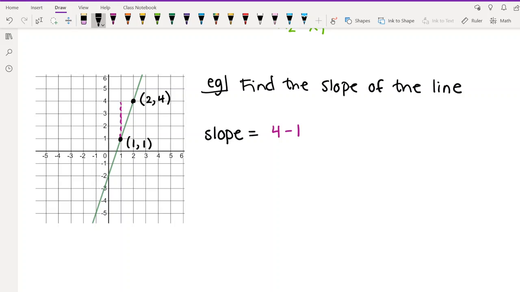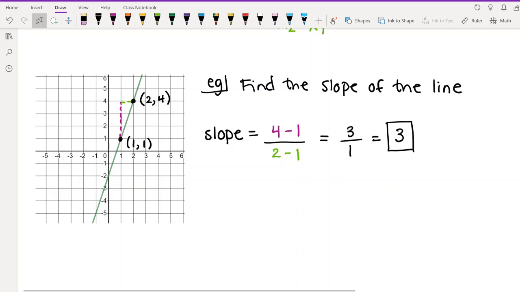That's how you could, without counting, figure out what that vertical change was going to be. And then the horizontal part, again, you can either look at the graph and count, or you can subtract the x coordinates. So the x coordinates would be 2 minus 1. And so this simplifies to being 3 over 1. And so you can just say that the slope is 3.